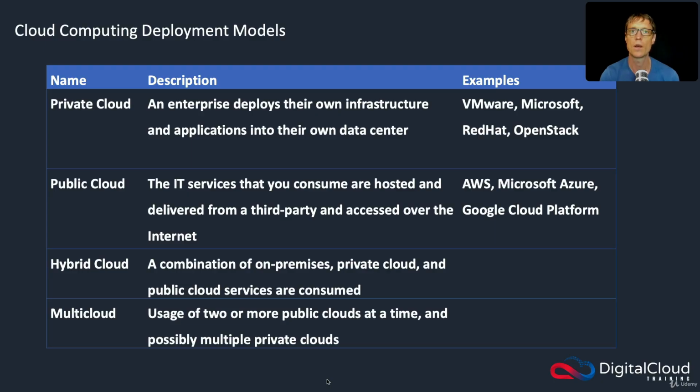We've then got something called multi-cloud, and multi-cloud basically just means that you're using two or more public clouds at a time, or possibly multiple private clouds. So you're picking and choosing not just which cloud models, private or public, but which cloud service providers you use based on your specific needs.